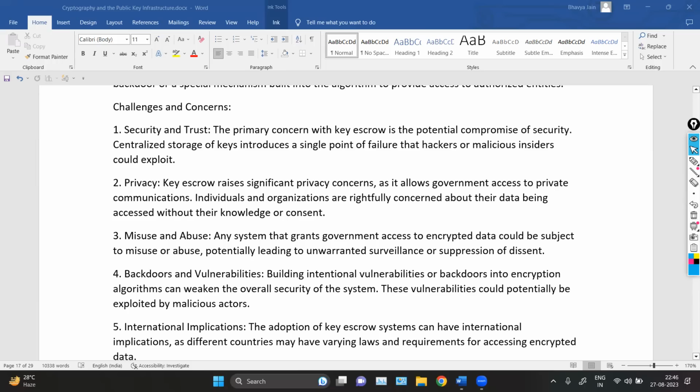Now we have challenges and concerns. Security and trust. The primary concern with key escrow is the potential compromise of security. Centralized storage of keys introduces a single point of failure that hackers or malicious insiders could exploit. That is obvious. If you are storing all the keys of your entire company in one place, then it might be the main place of interest for hackers. The attacker can easily hack into your systems and only focus on that server where all your keys are stored.